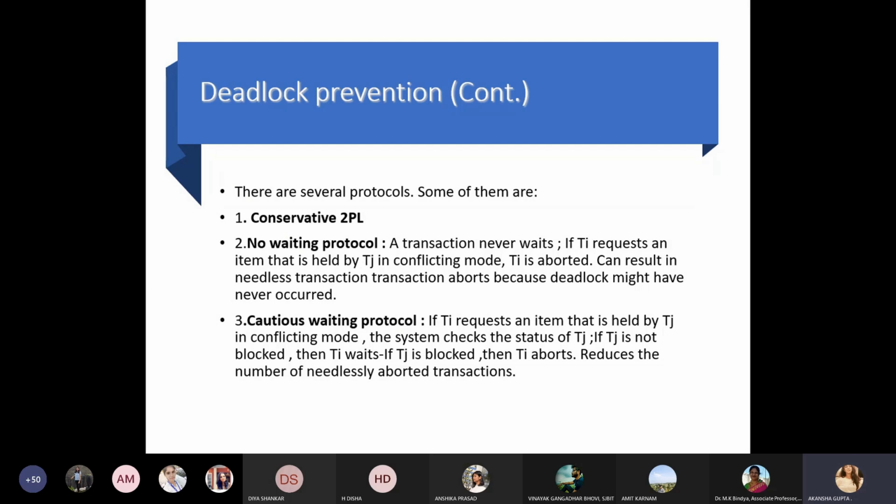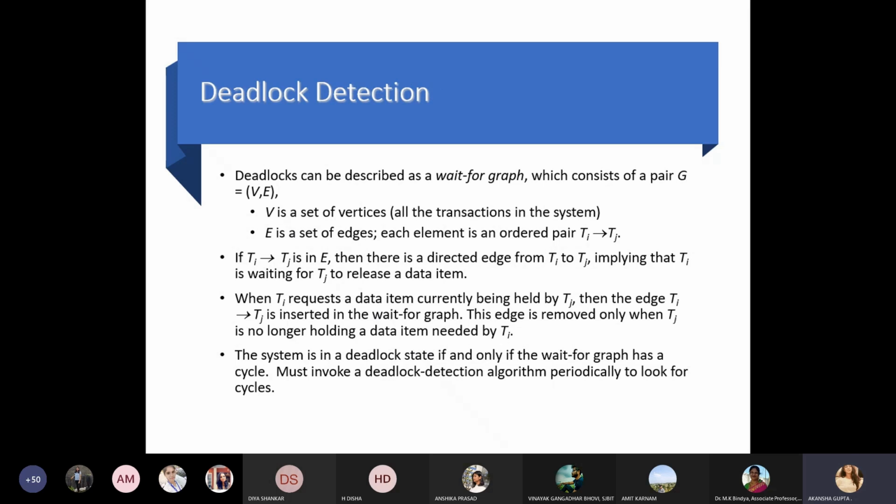For example, if Tj is not blocked, not waiting for some other lock item, then Ti is blocked and allowed to wait. Otherwise, Ti is aborted. We can detect the deadlock.